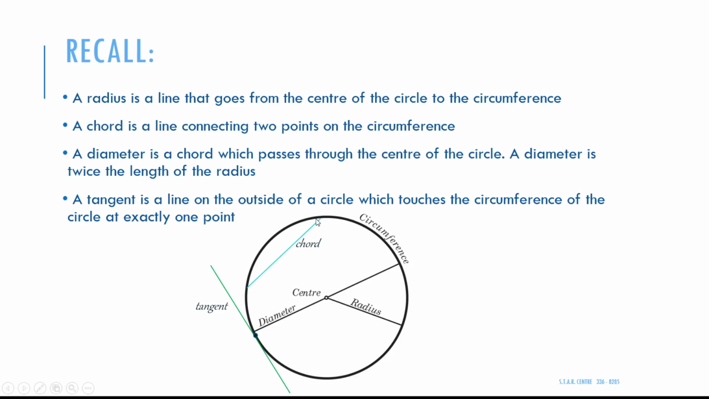A diameter is a chord which passes through the center of the circle, and it is also twice the length of the radius. So a diameter is a chord because it touches 2 points on the circumference, but it has a special property of passing through the center of the circle. And a tangent is a line that's outside of the circle and it touches the circumference at exactly 1 point.